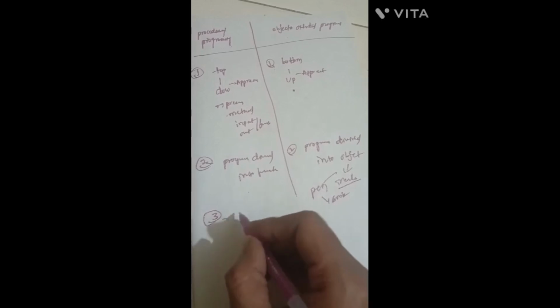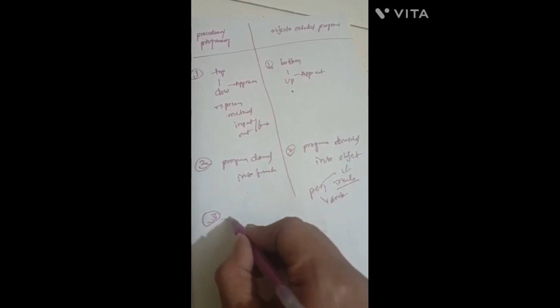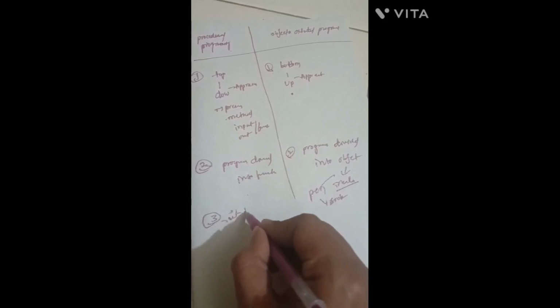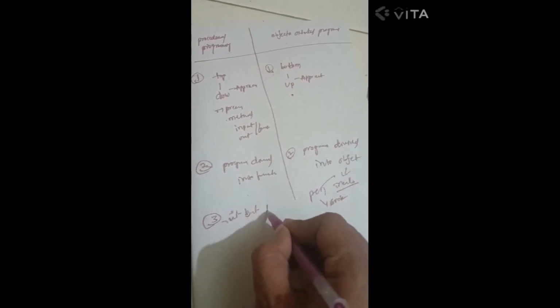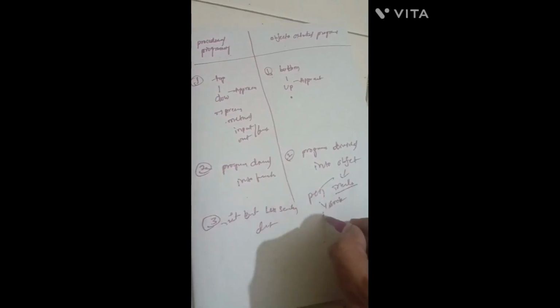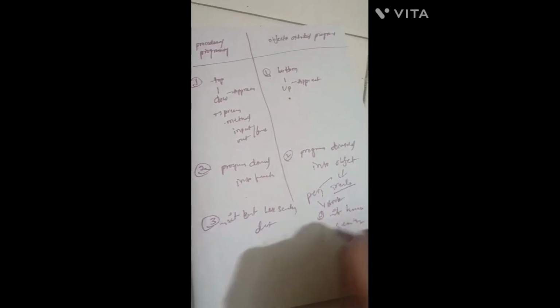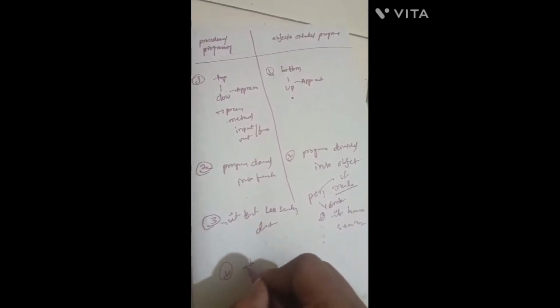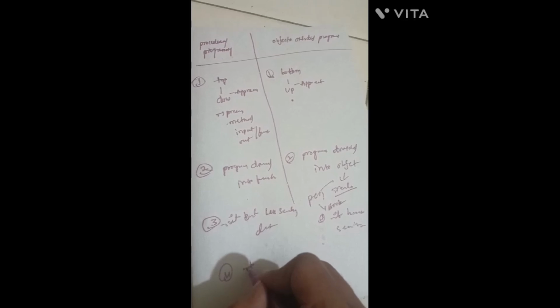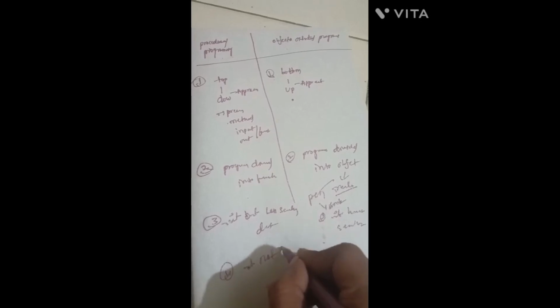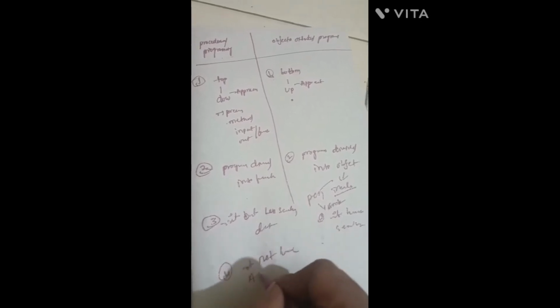The third one is, procedural programming contains less secure data. Object oriented programming contains highly secure data. Next, procedural programming does not have access specifiers.